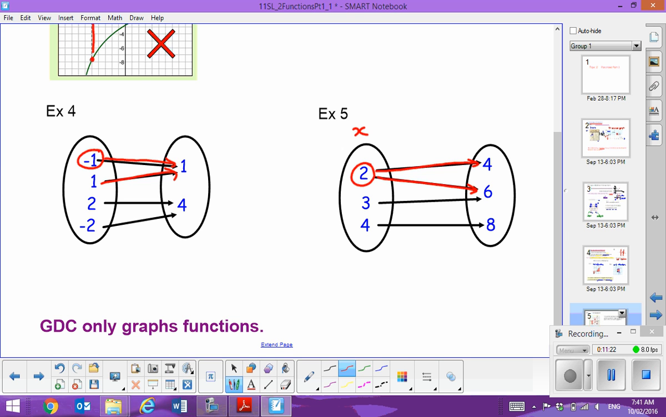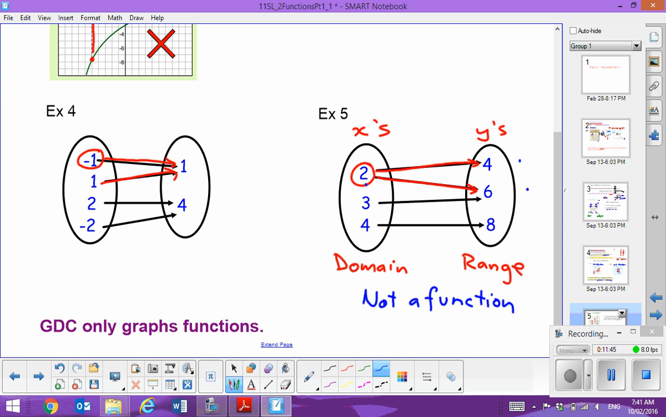So this is like our x's and our y's, or our domain and our range. So 1 x, two y values. So it's not a function. Whereas this one is a function. Because each x only gives you one y value.